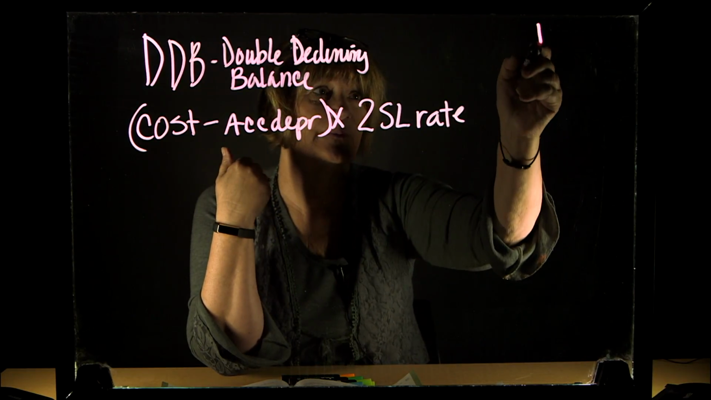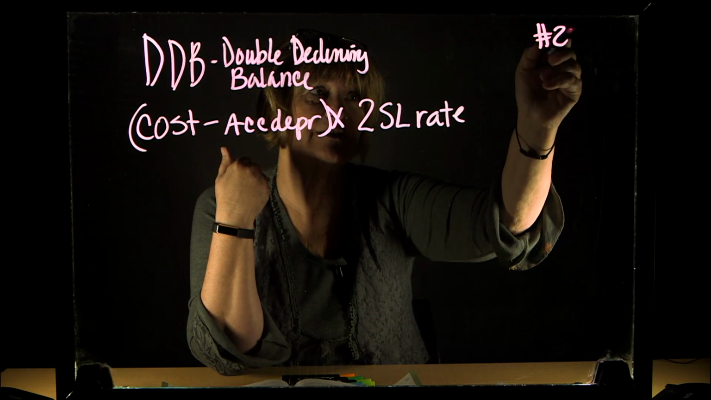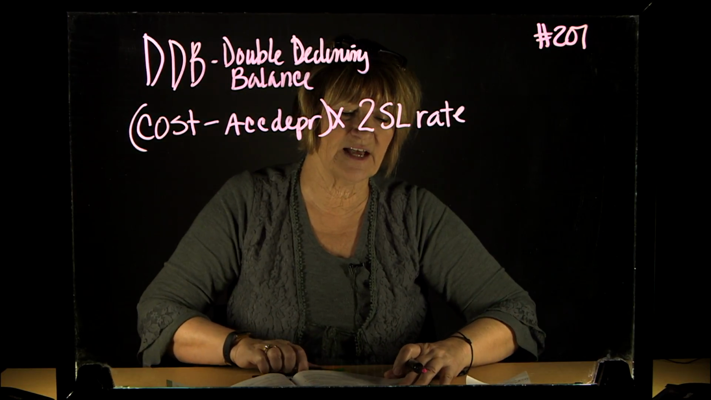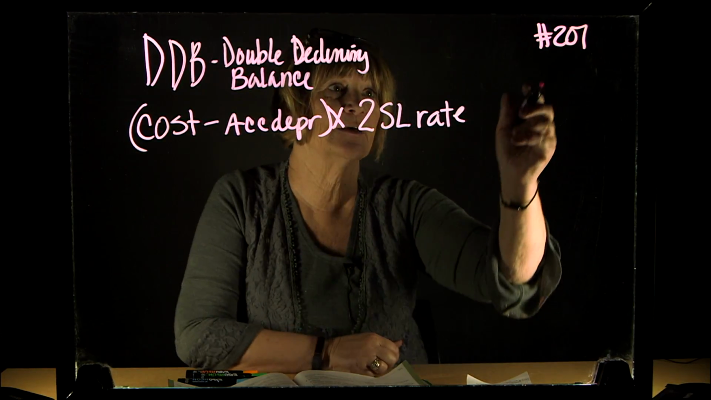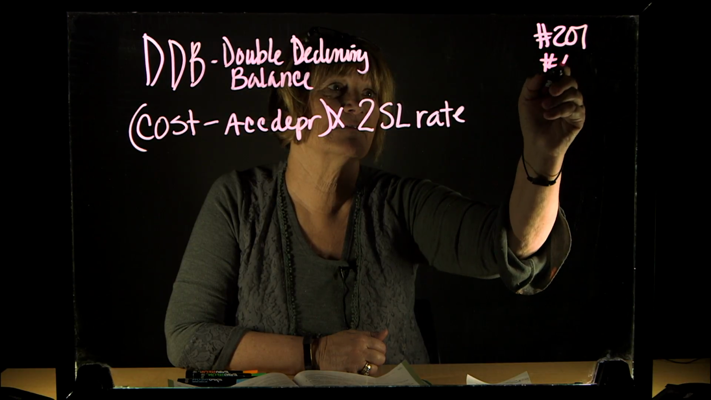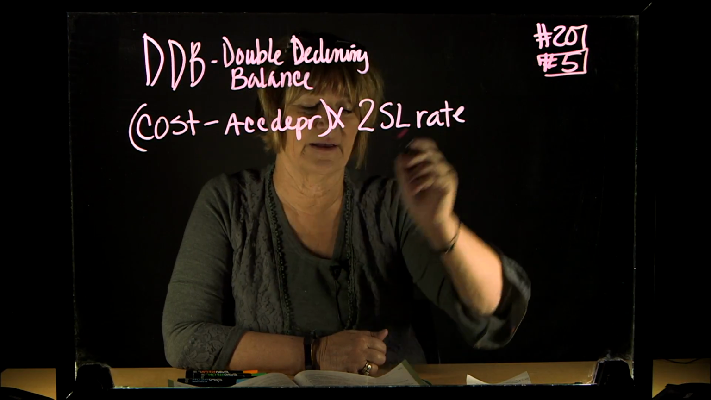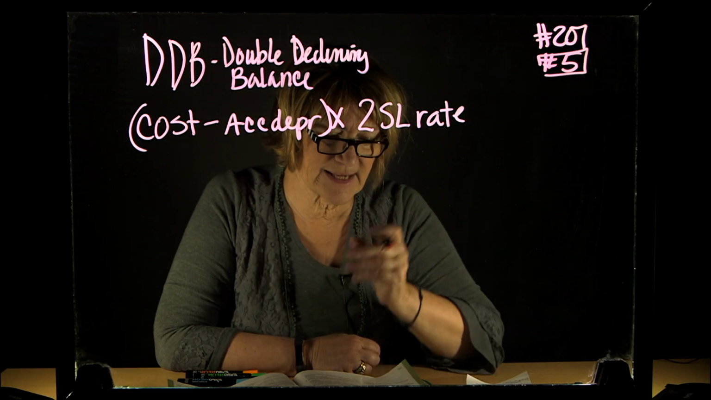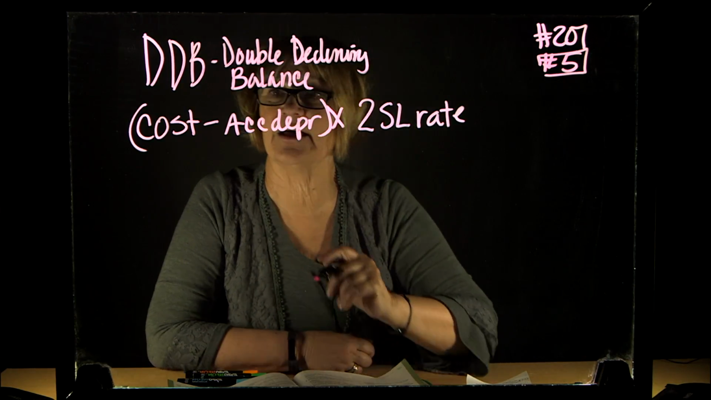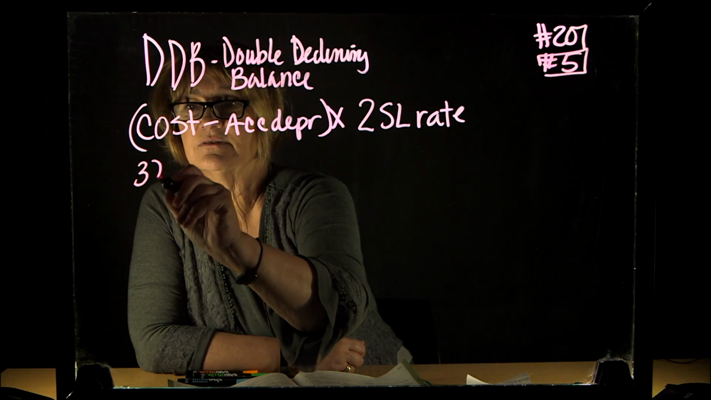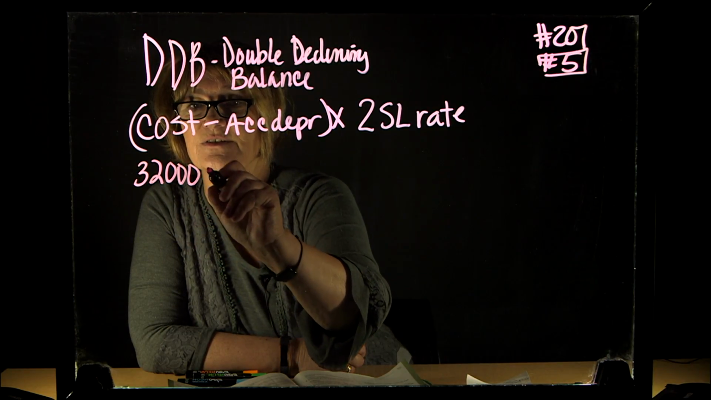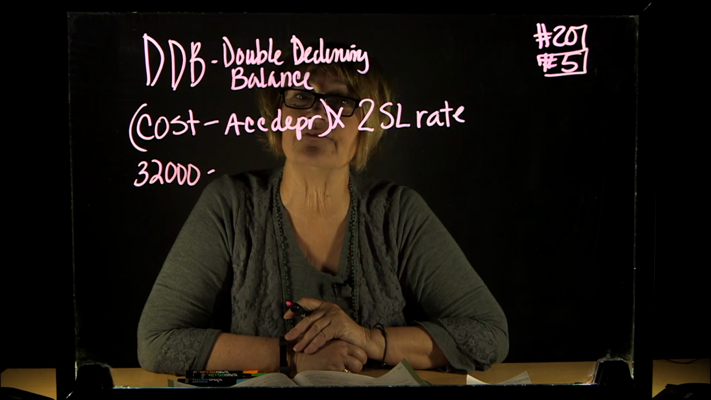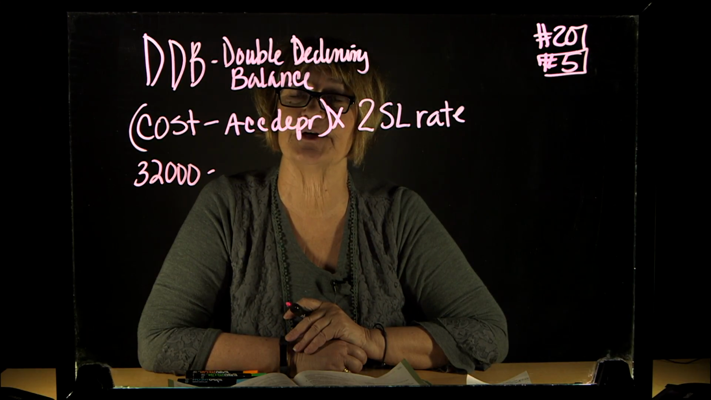So again, we're on page 207, okay? Page 207, and this time we're looking at number 5. Okay? Number 5. And in this particular example, it says Sanders Catering purchases a van for $32,000. So we know that that's the cost. All right. It has an estimated salvage value of $6,000.